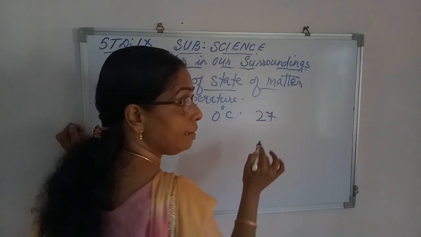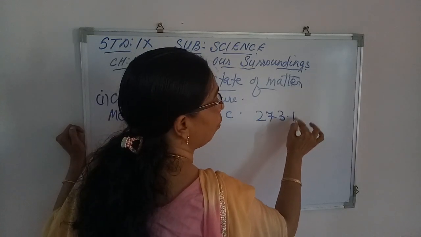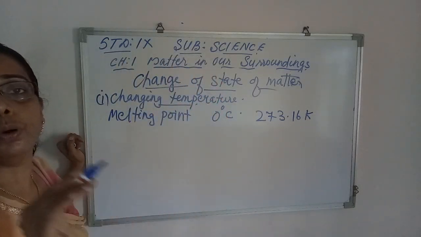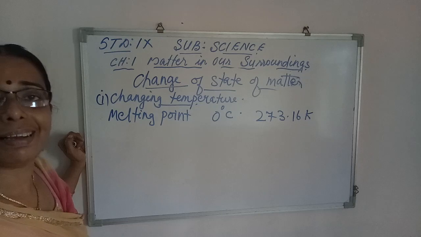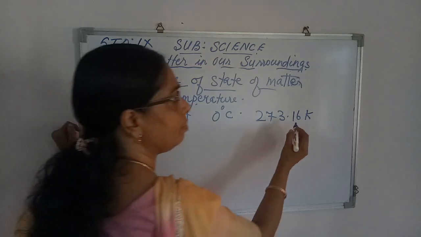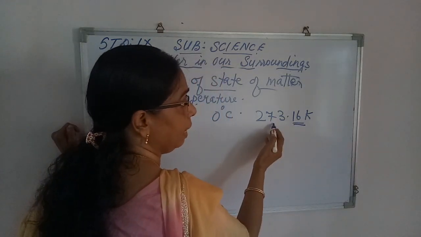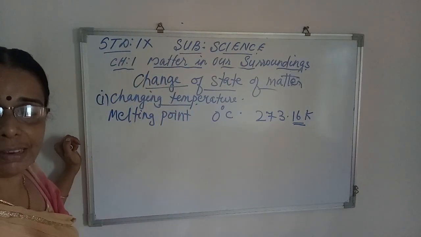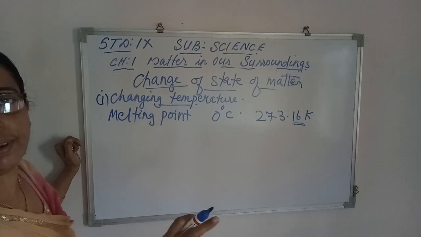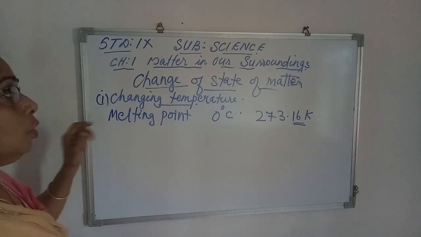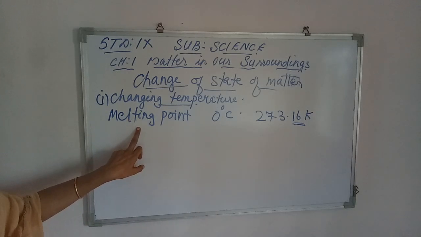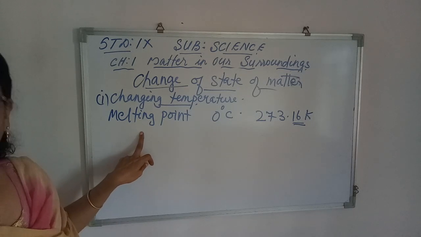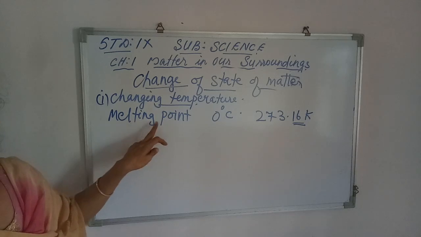Otherwise, when you convert it to Kelvin, it is 273.16 Kelvin, because you know that 0 degree Celsius is equal to 273.16 Kelvin. When you write, we are not considering the 0.16, we directly write 273. If you want to convert any degree Celsius to Kelvin, add 273.16. So what is melting point? The temperature at which a solid substance converts to liquid is called the melting point.